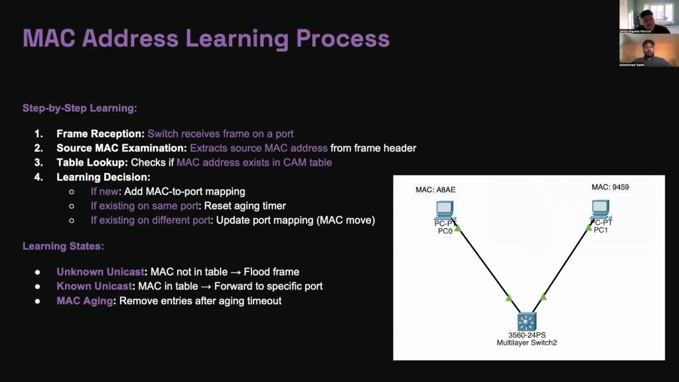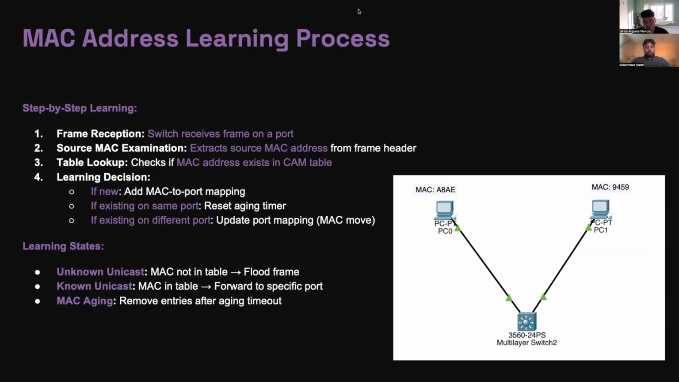Next slide. Okay, so how does the MAC address learning process go? Step by step, frame reception. A switch receives a frame on a port. In this diagram, we can say that PC0 is sending traffic to PC1. So the switch will receive traffic coming from PC0 on the port. That's how it will learn its source MAC address.